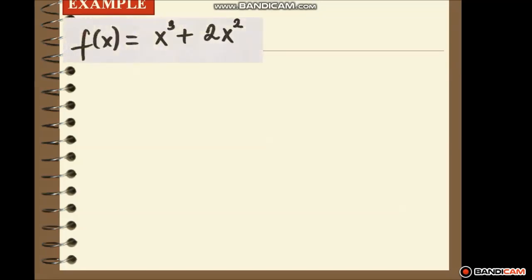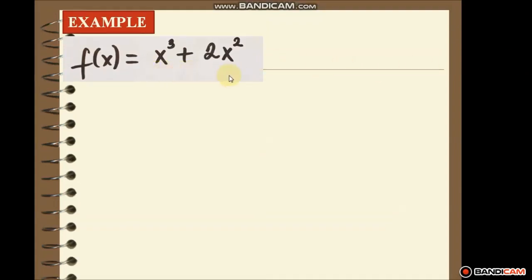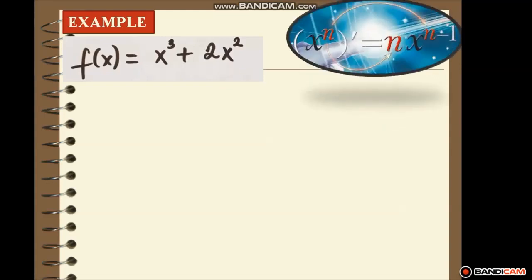f(x) = x^3 + 2x^2. In this one, how can we find the first derivative? Did you remember our formula? We take the power as the coefficient, and from the power we subtract 1. Let's solve by this formula.